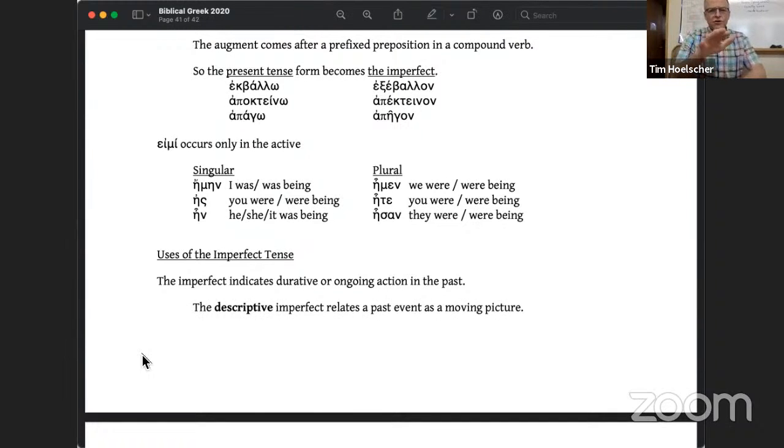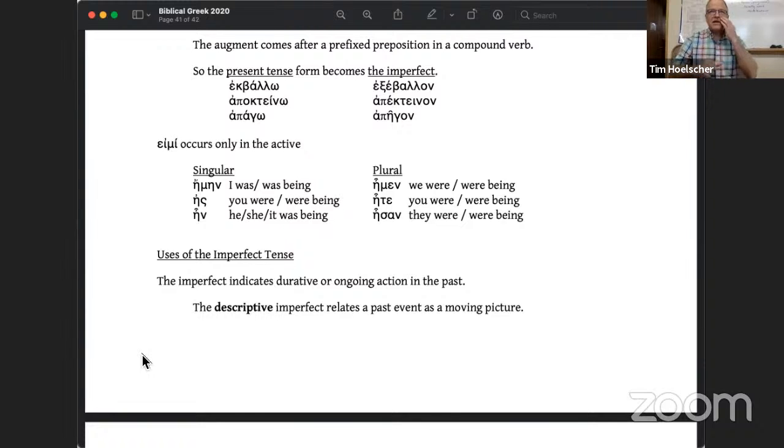Now we come down to the εἰμί. The εἰμί does not occur in the aorist tense. I'm pretty sure it doesn't. I need to be careful of this, but I'm pretty sure the only past form we're really going to have of εἰμί is going to be the imperfect.